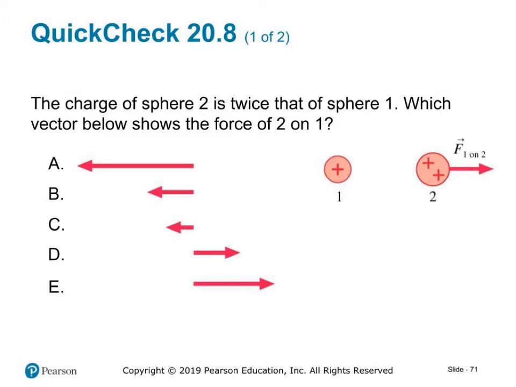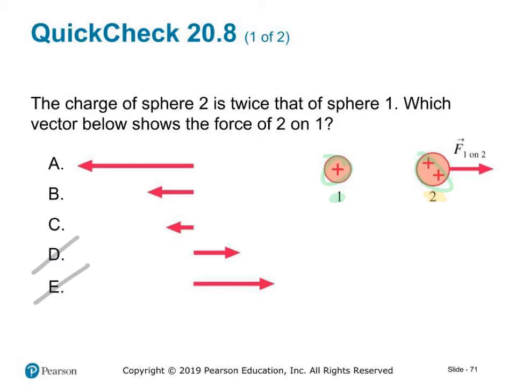This one says the charge of sphere 2 is twice that of sphere 1. Which vector shows the force of 2 on 1? You can see the charges are represented there. There's 2 positives in charge 2 and 1 positive there. So these are both positive, which means they're going to repel. So immediately we can mark out D and E, because D and E would mean 1 was moving towards 2, and we know from the charge model that that is incorrect.